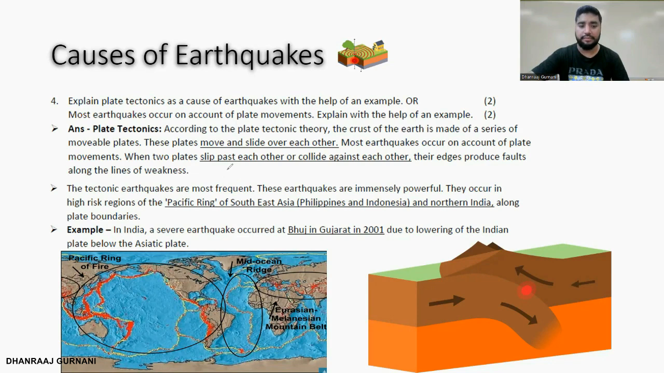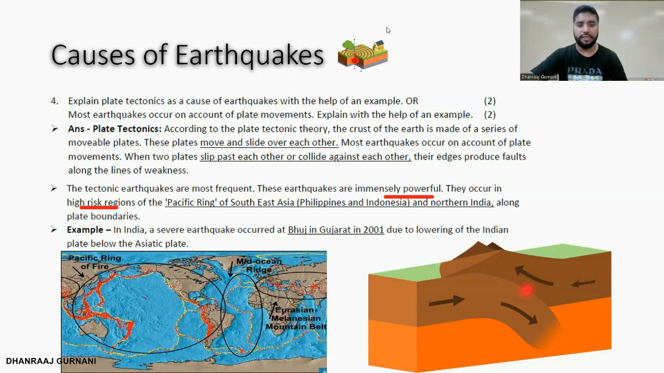When two plates slip past each other or collide against each other, their edges produce faults along the line of weakness. The tectonic earthquakes are most frequent. These earthquakes are immensely powerful. They occur in high risk regions.